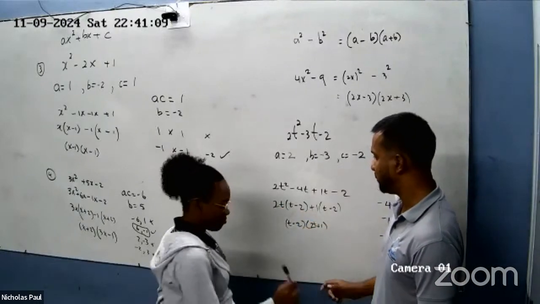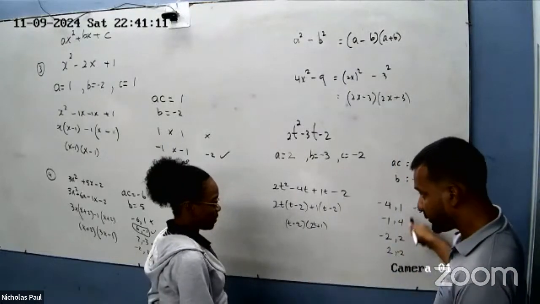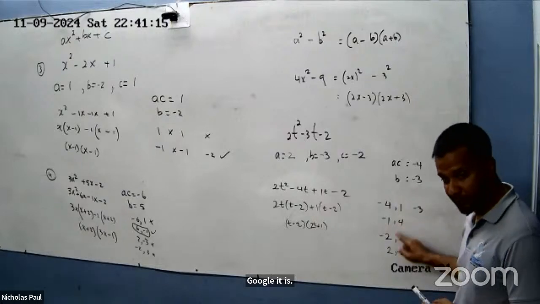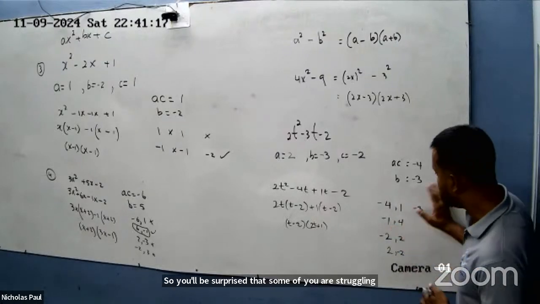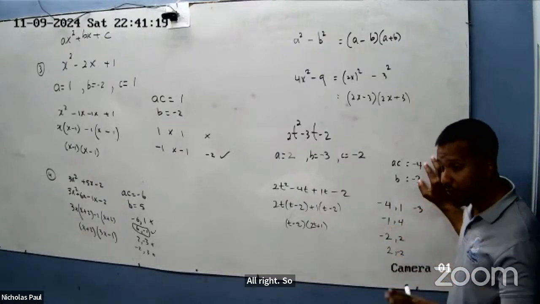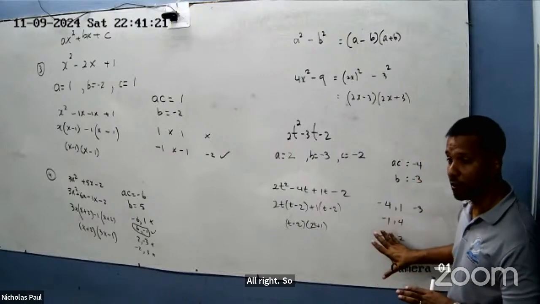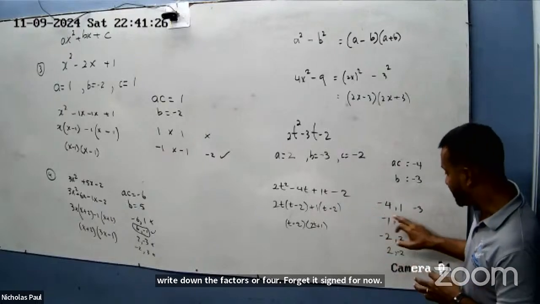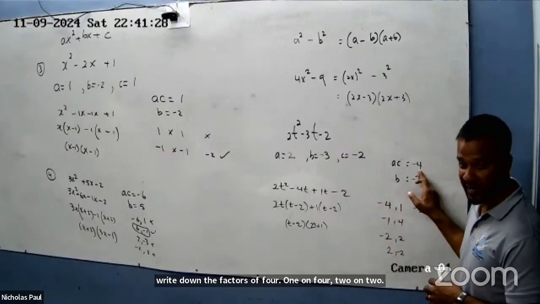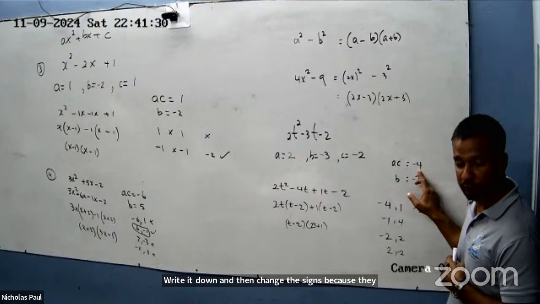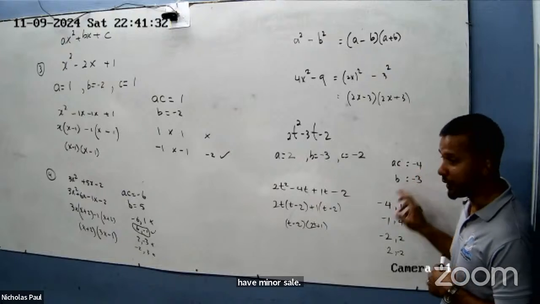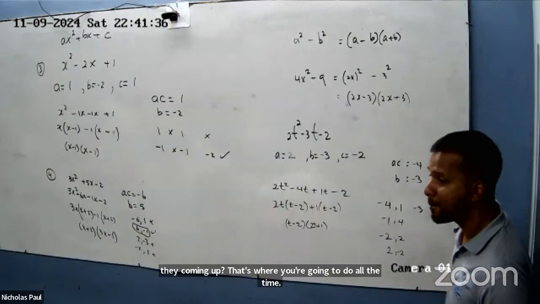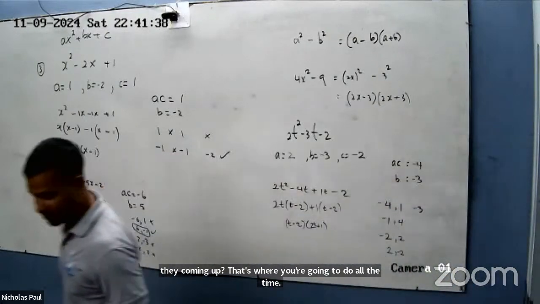That's all. So you've got to go over this. You'll be surprised that some of you are struggling in this part. Just write down the factors of 4. Forget the sign for now. Write down the factors of 4: 1 and 4, 2 and 2. Write it down and then change the signs because you have minus here. Are you okay with that? That's what you're going to do all the time.